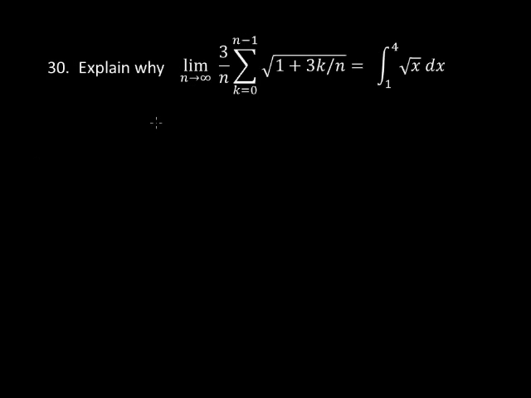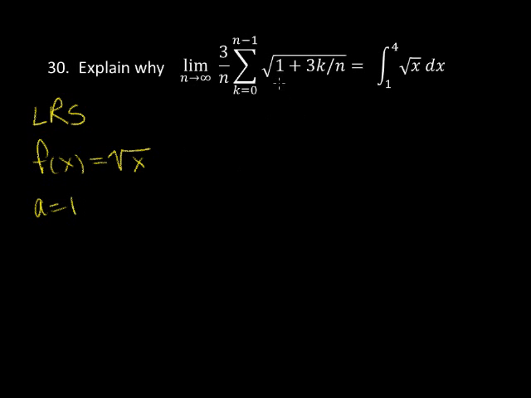The next problem is number 30 in your text. Explain why. Again, another sum here. Looks like a Riemann sum. In fact, k goes from 0 to n minus 1. This looks like a left Riemann sum, doesn't it? And this part here, well, it's the square root, so that's easy. F of x is equal to the square root function. This is a left Riemann sum for f of x equals the square root of x.